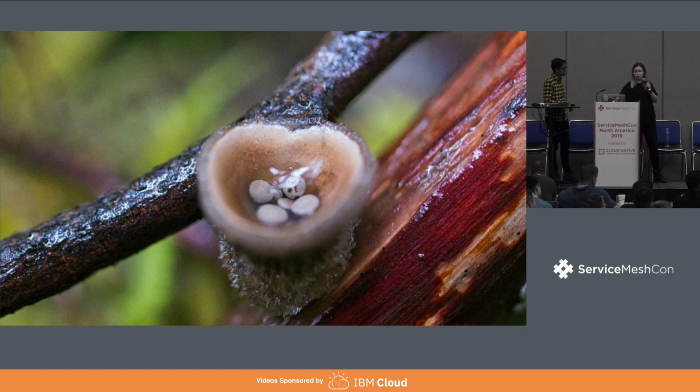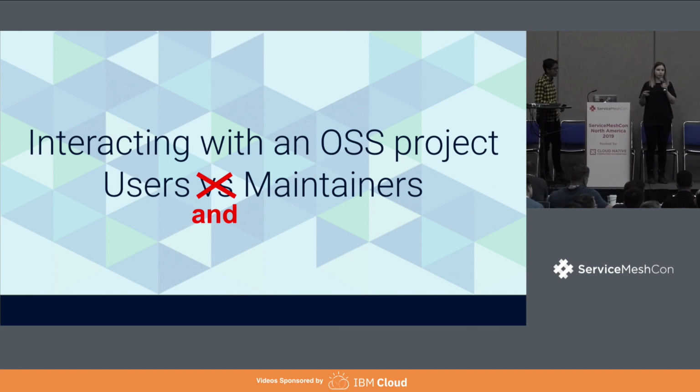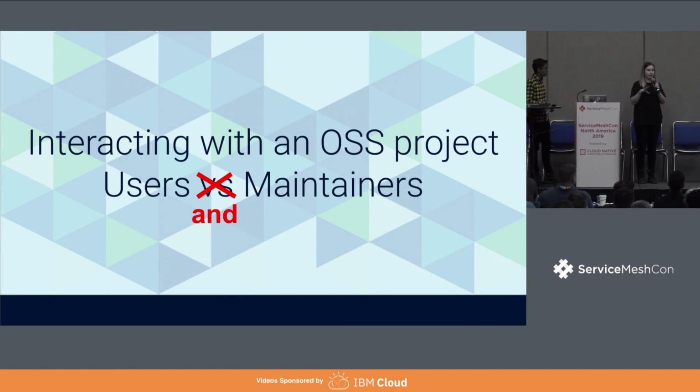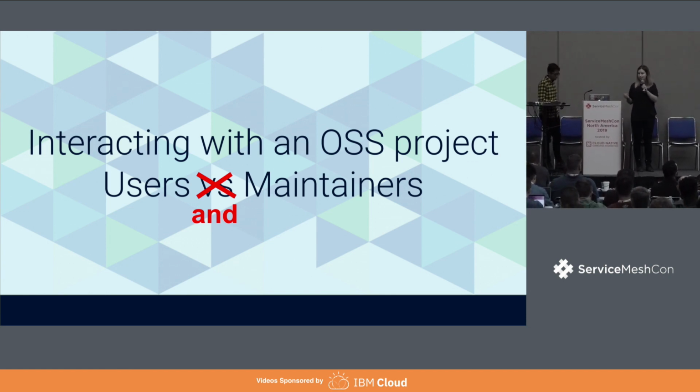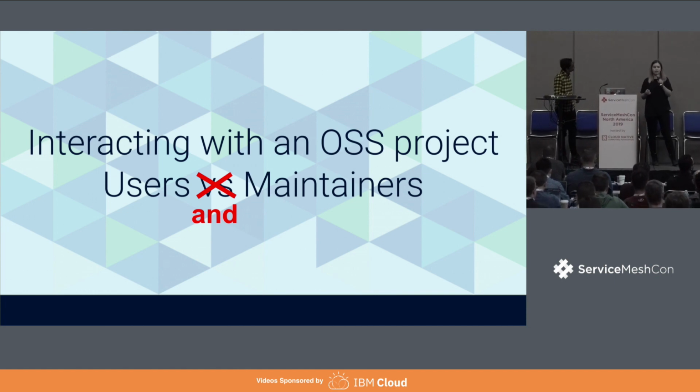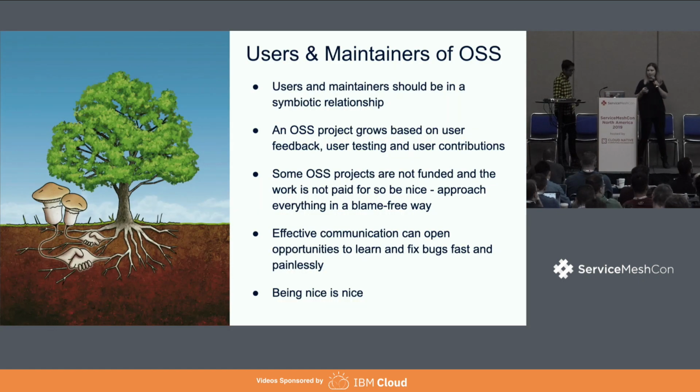So, back to open source projects. As I said, when we are interacting with an open source project in general, whether it's Linkerd or anything else, it shouldn't be a matter of users versus maintainers. It should be a matter of users and maintainers. We're two different groups as part of the same team. And that is important because an open source project grows based on user feedback, user testing, and user contributions.